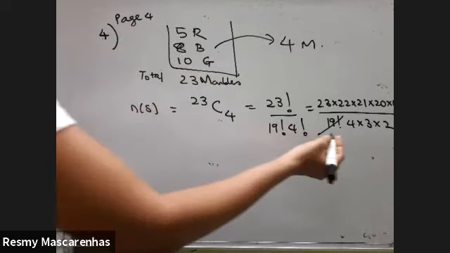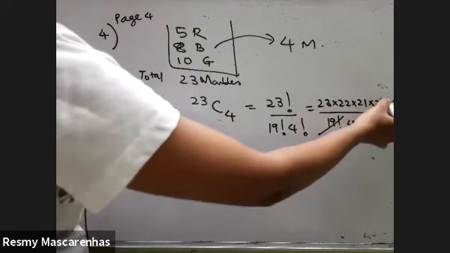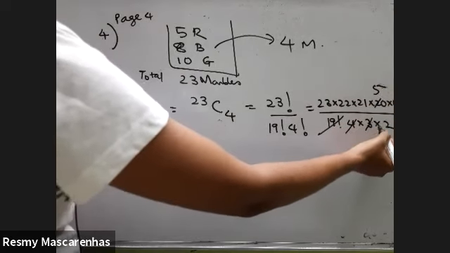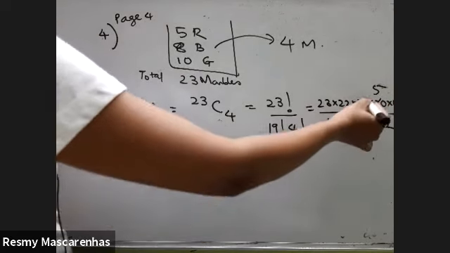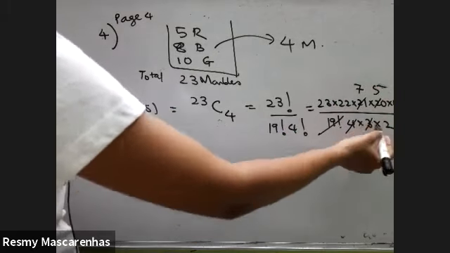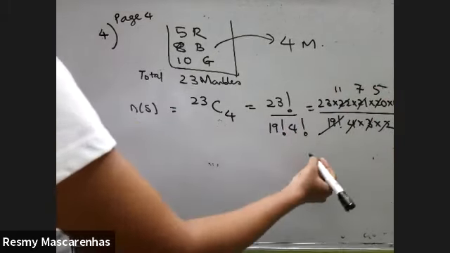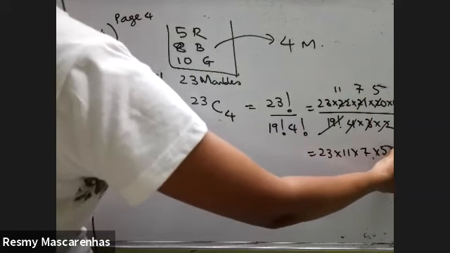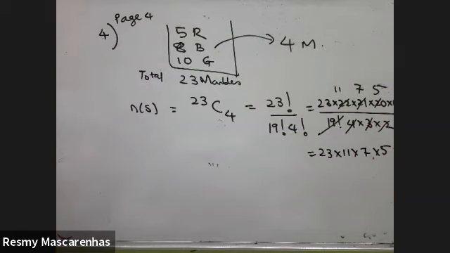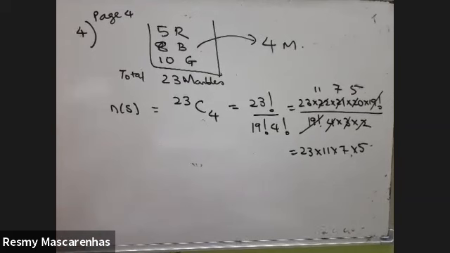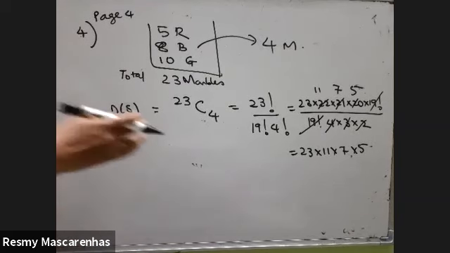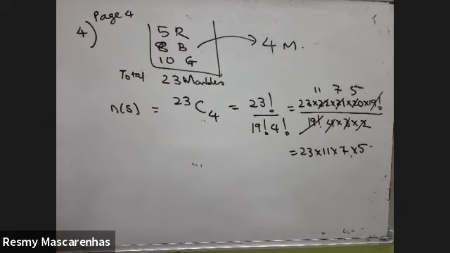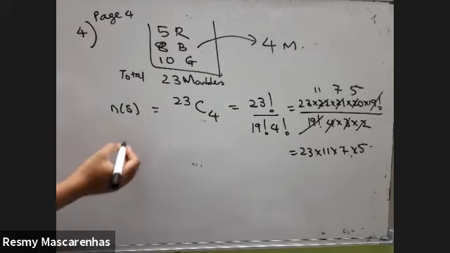So that will be 4 5s are 20, 3 7s are 21, and 2 11s. The answer is 23 into 11, 7 into 5. So that is the sample space. If you want to multiply, write the answer, you can write, or else leave it like that. Later you can calculate. Then this is the sample space.